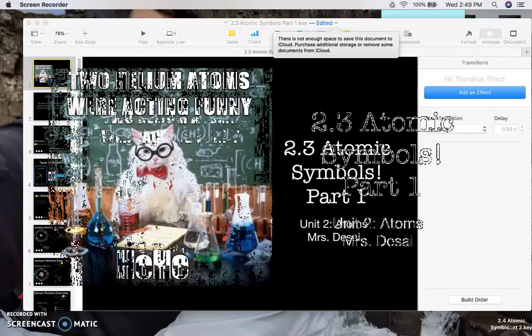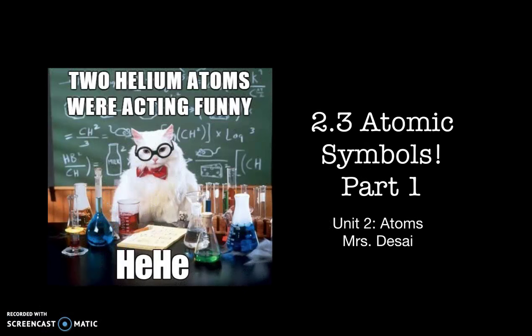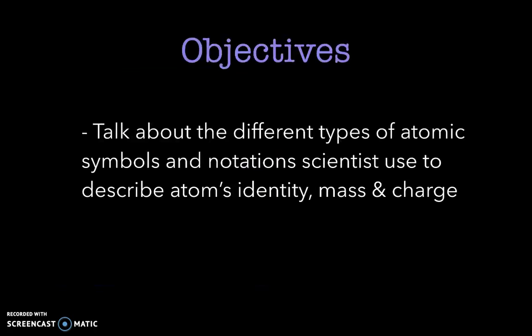This is our 2.3 Atomic Symbols Part 1 video. In this video, what we're going to talk about is the different types of atomic symbols and notations that scientists use in order to describe an atom's identity, mass, and charge.